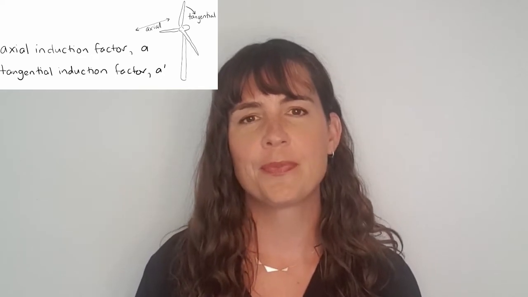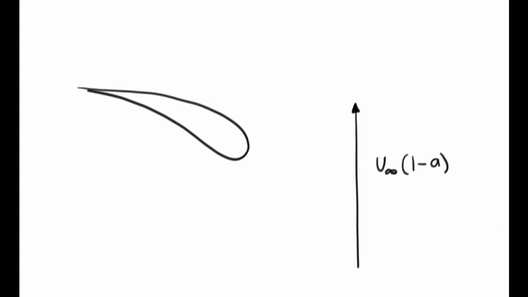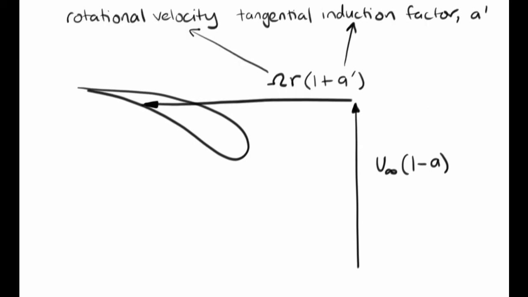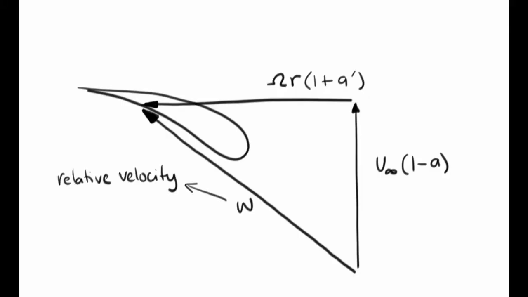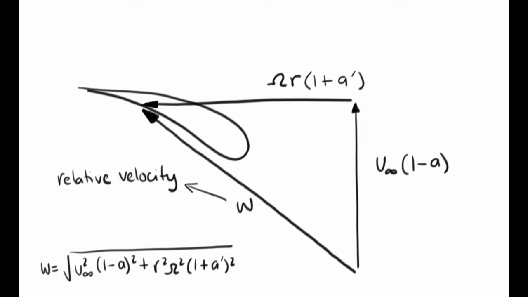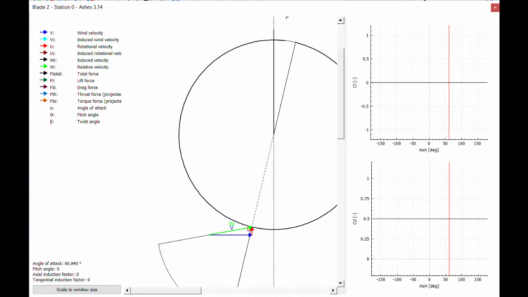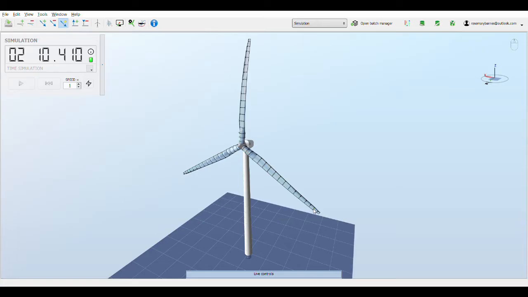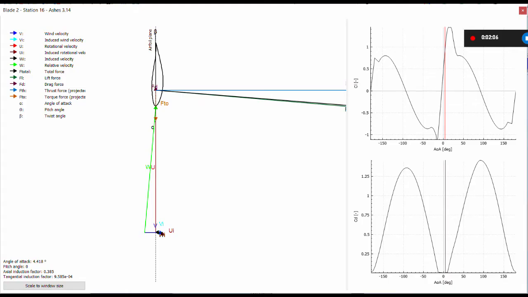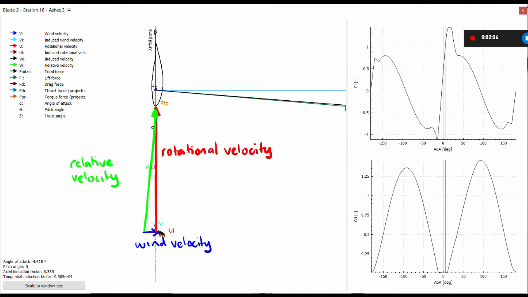The flow speed and angle of attack varies along the blade span depending on the sum of these vectors: the wind speed, V infinity, the turbine's rotational speed, omega, and the flow factors, A and A prime. You can use trigonometry to determine the local wind speed and angle at every location along the blade span. And you can see that at the blade root, the local wind speed and direction is similar to the wind speed. Whereas at the blade tip, the rotational speed has a much bigger effect than the wind speed.